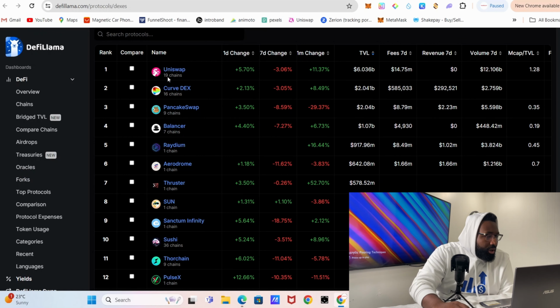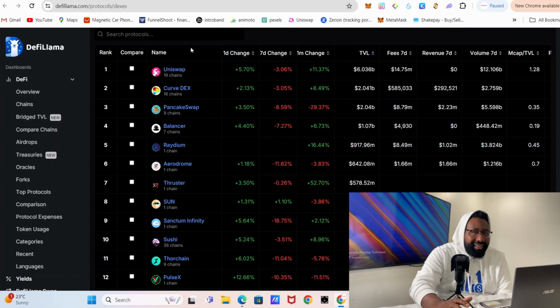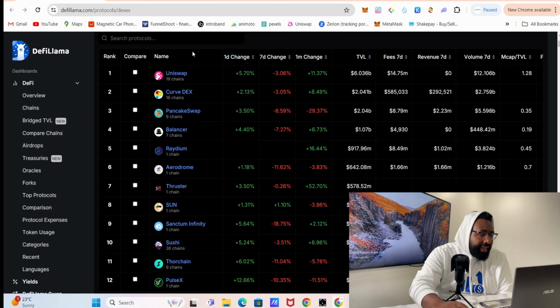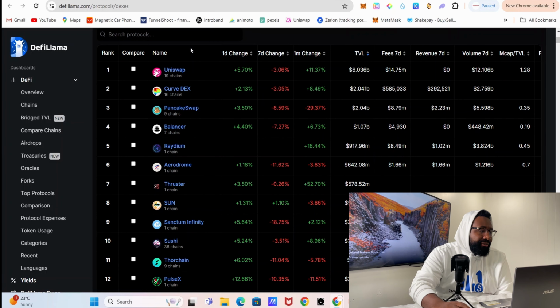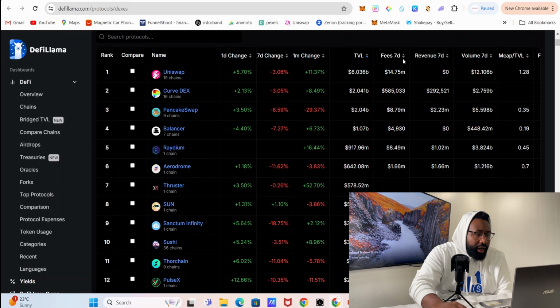So we want to start off on something like DeFi Llama, okay? DeFi Llama is a DEX aggregator, all right? All that means is that it's pulling all the data from different chains and giving you accurate stats such as your total value locked, your fees that they earn per 7 days, and the volume per 7 days, okay? Now, as you can see, Uniswap is up here at the top.